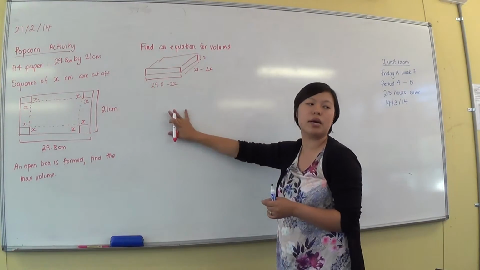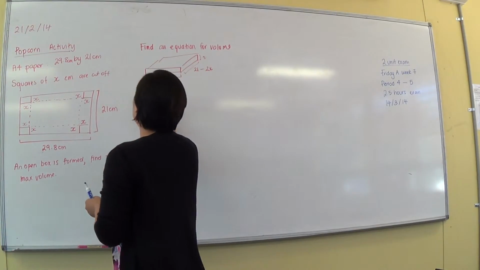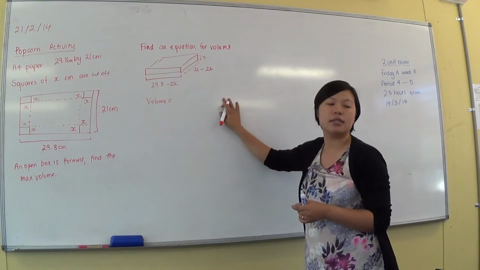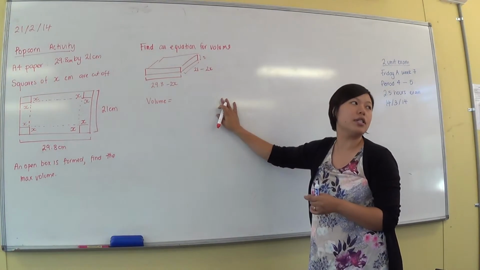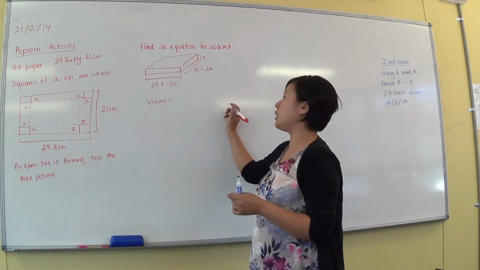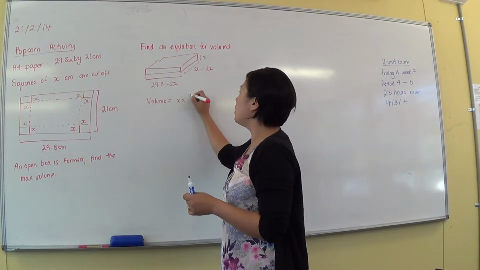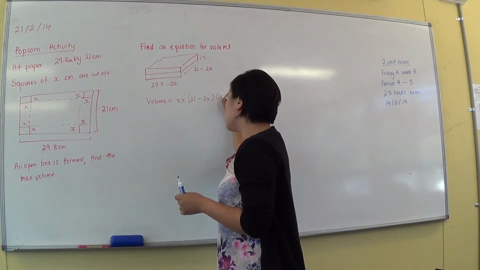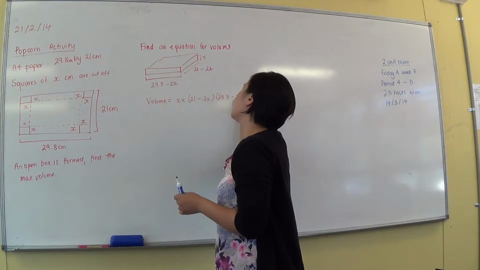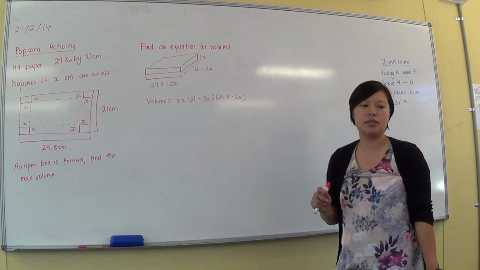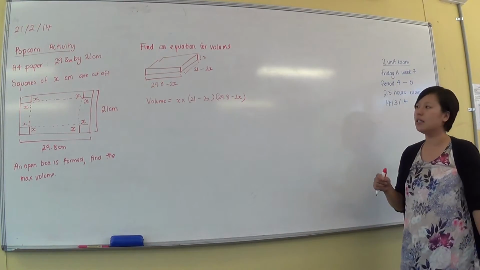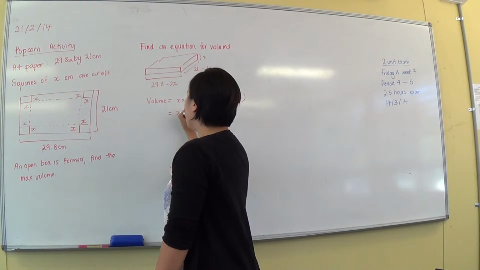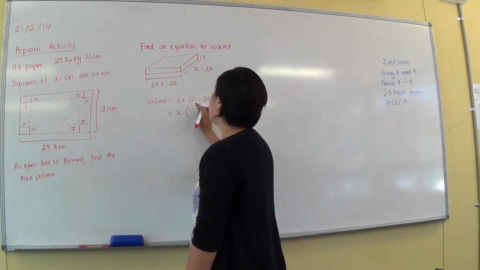So what's our equation for our volume then? Length times breadth, all those sides multiplied. So it's going to be x times (21 minus 2x) times (29.8 minus 2x). That's not very neat. So we're going to try and see if we can expand and collect like terms.